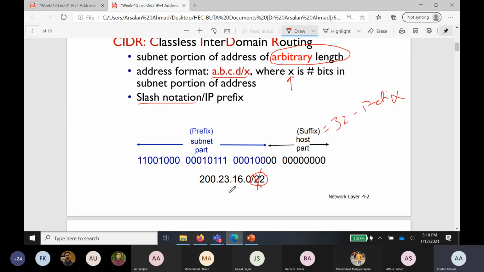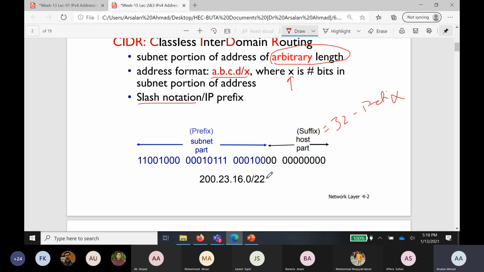255.255.255.0, which means that my host ID portion is only this last one. And this is my playing field. I will do subnetting, I will do everything within this last octet. Okay, but that's no longer the case.